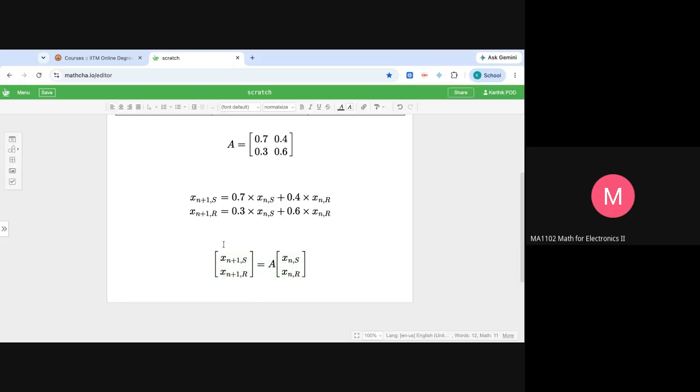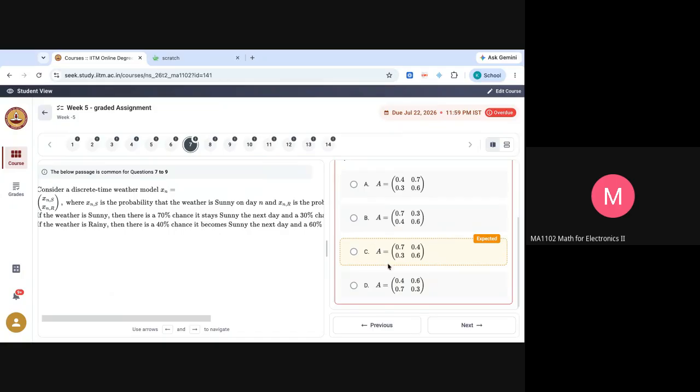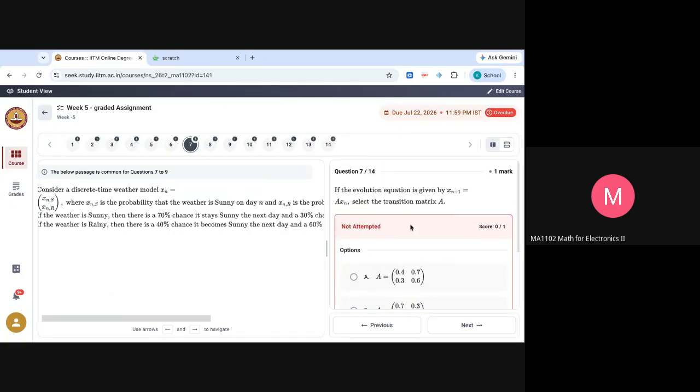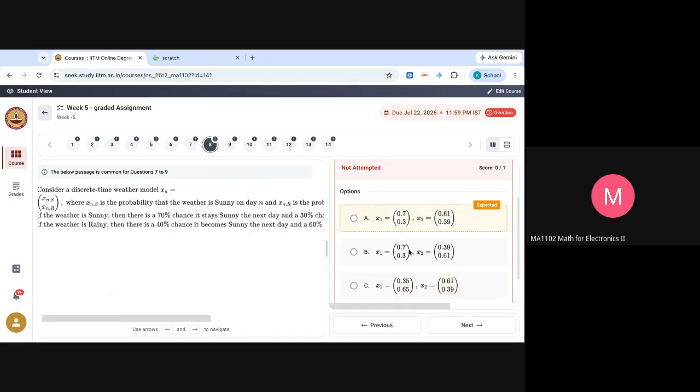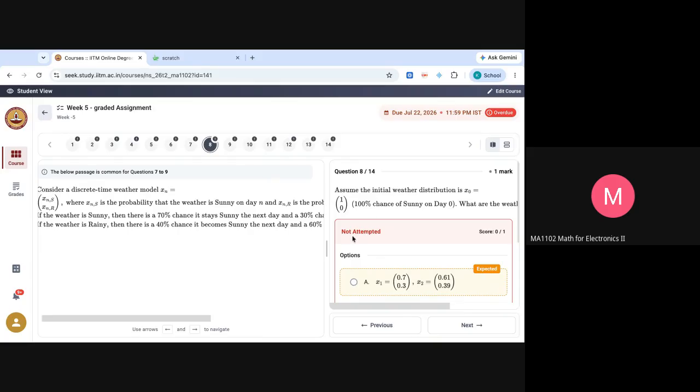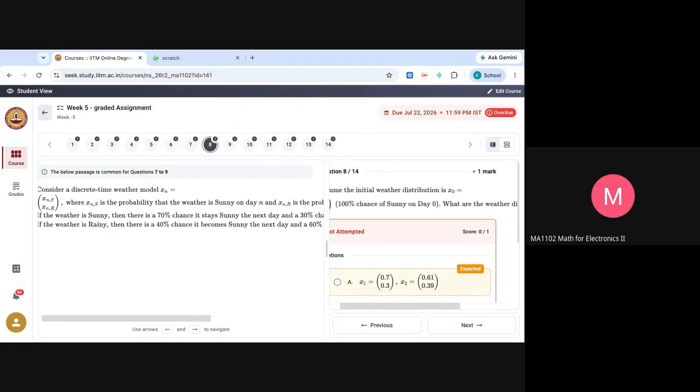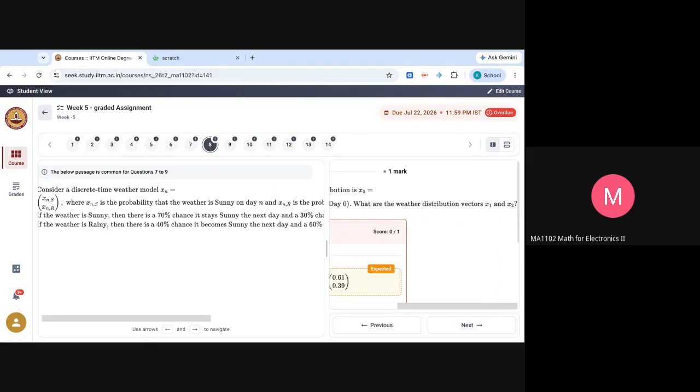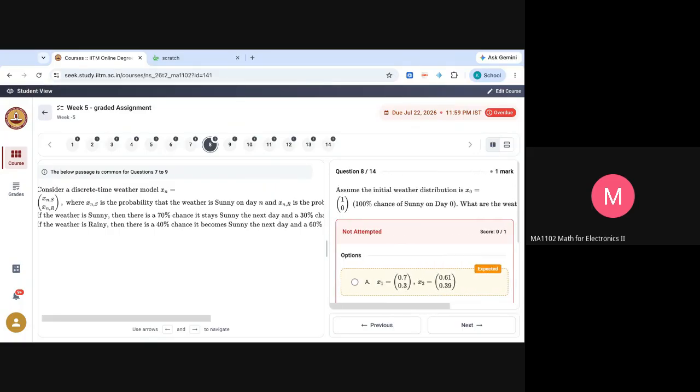So that is regarding the setting up the equation, the transition matrix. And then what do they ask? Assume that the initial weather distribution is x naught. Okay, it's 100% sunny on day zero. What are the weather distributions of X1 and X2? So I think this time we plug the values and find the answer basically.